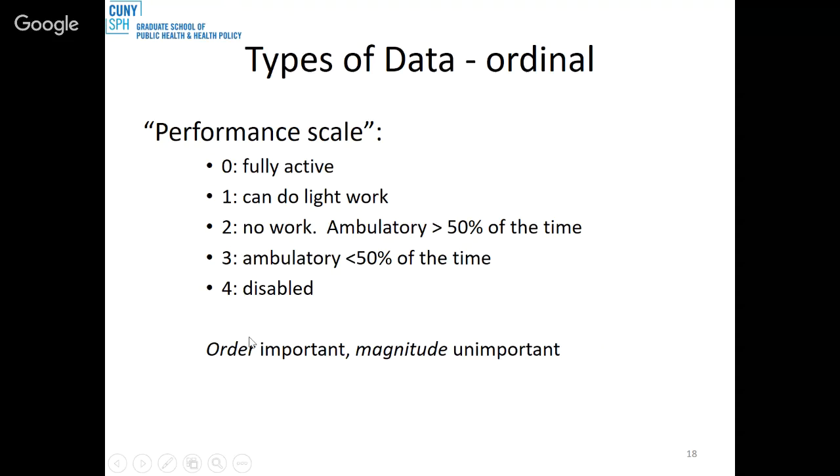So in ordinal data, this order is important, but the magnitude is not important. The fact that I call these 0, 1, 2, 3, 4 is not important. I could have just as easily called them 1, 2, 3, 4, 5. And the differences between them don't mean anything. So the difference between a 0 and 1 is not the same thing as the difference between a 3 and a 4 here. Those differences mean something in real life, but you can't just subtract them.